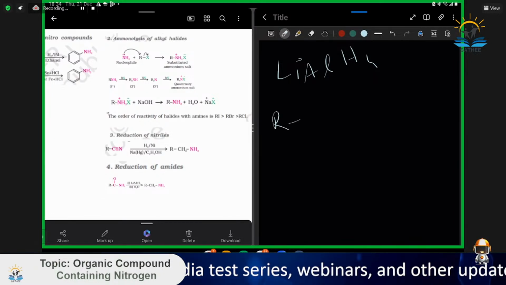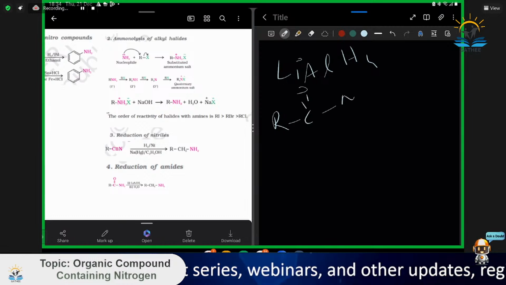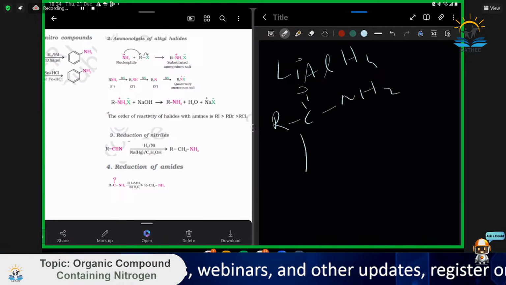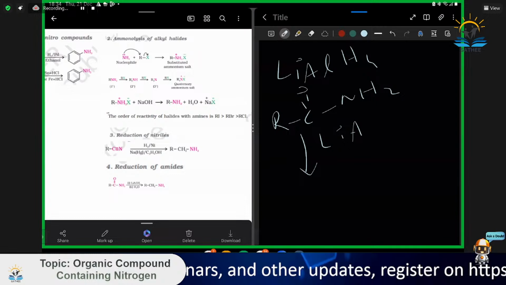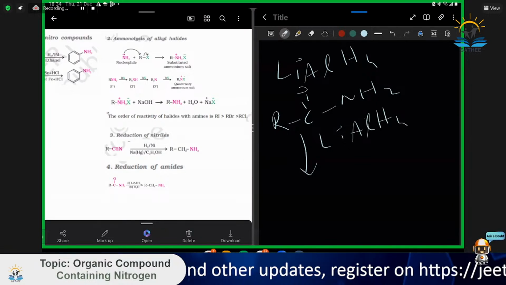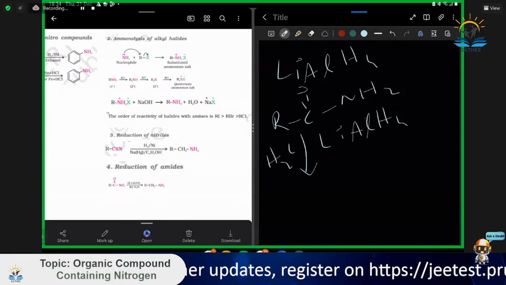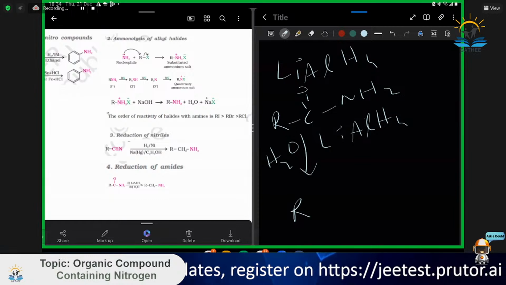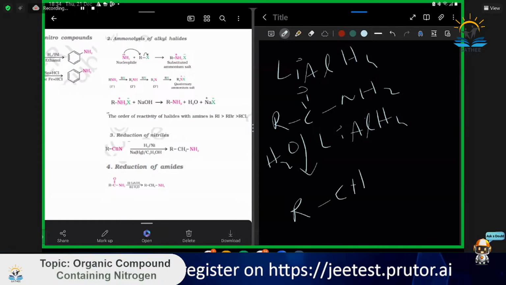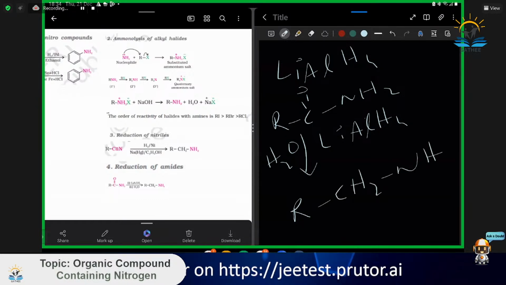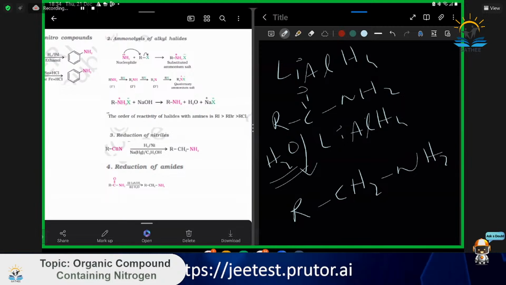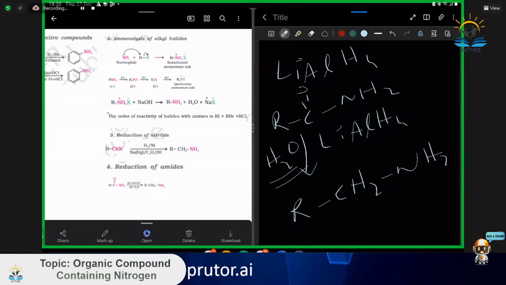So RCONH2 with LiAlH4 in presence of water gives RCH2NH2, and water is important. Water breaks up the complex of LiAlH4.